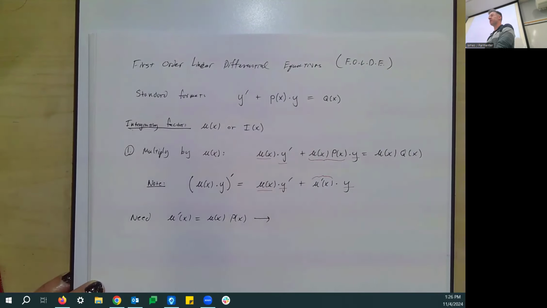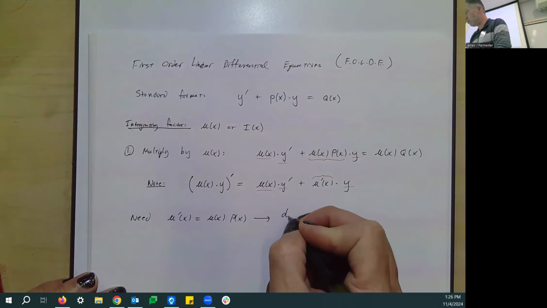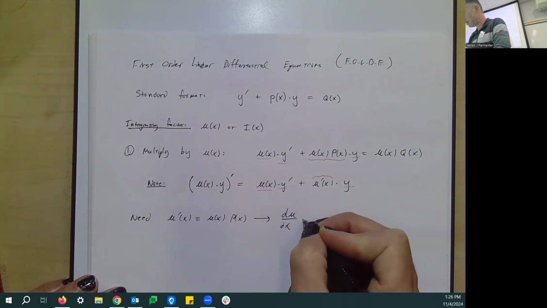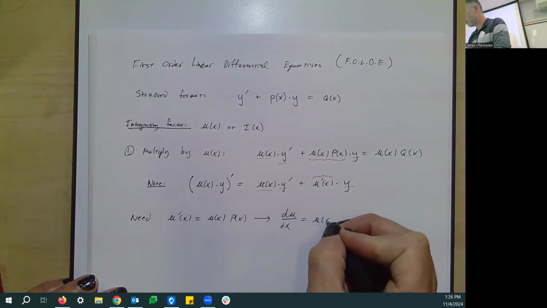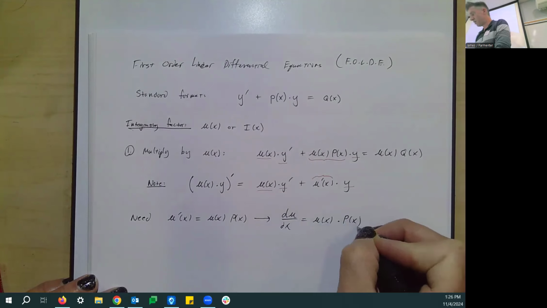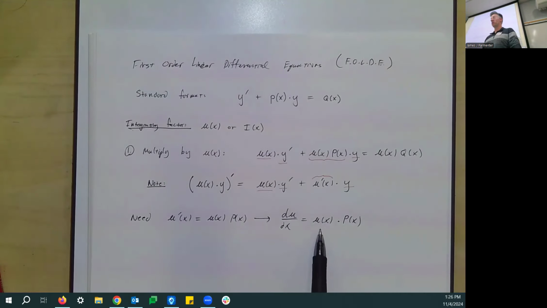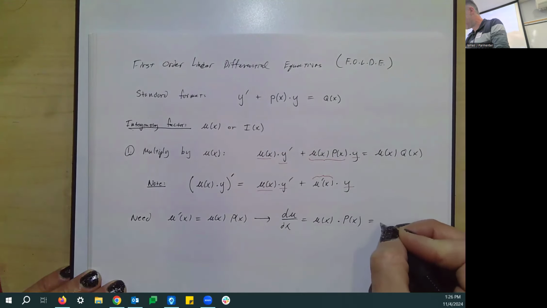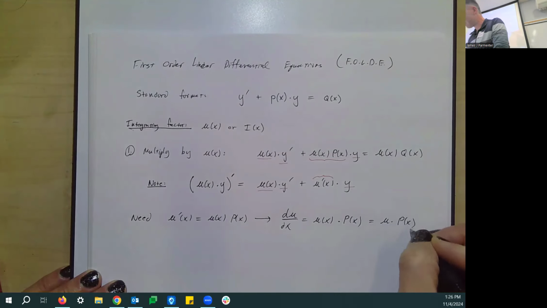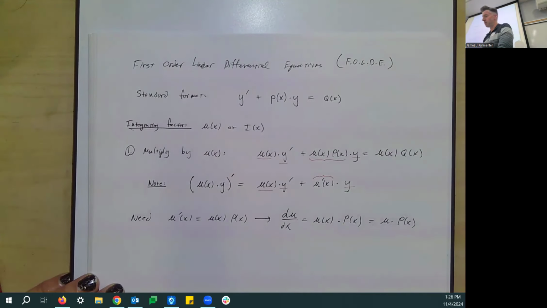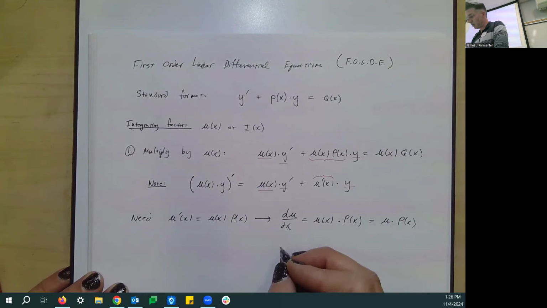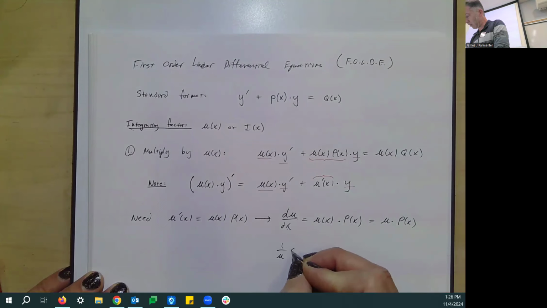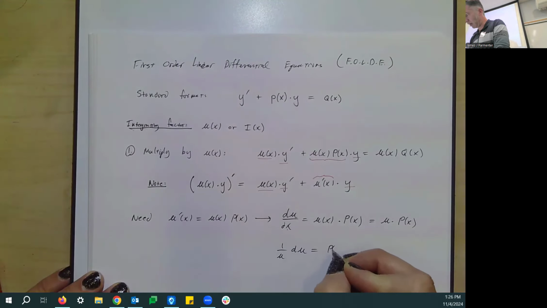Or using the Leibniz notation, d mu dx equal to mu of x times p of x. So I want to point out that I'm just going to think of mu of x as just being mu, right? There isn't an x there. I kind of did myself a disservice. I should have written it as just mu times p of x. It doesn't really matter, but so then we're going to separate. We're going to bring the mu's to the left, the x's to the right. So we're going to have 1 over mu times d mu equal to p of x.